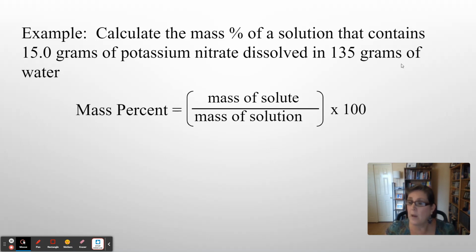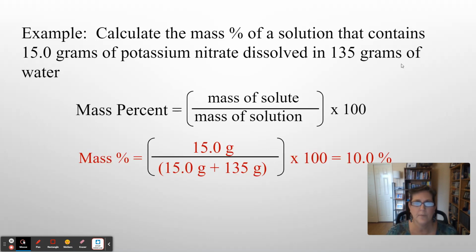Now that's the top number. What is in the bottom, mass of solution? Is it 135 grams? No, it's the solution, not just the solvent. It has to be both things added together. So it's going to be the total 15.0 plus 135. That's what's on the bottom. So mass percent equals 15.0 grams in the numerator over 15.0 plus 135 grams in the denominator.